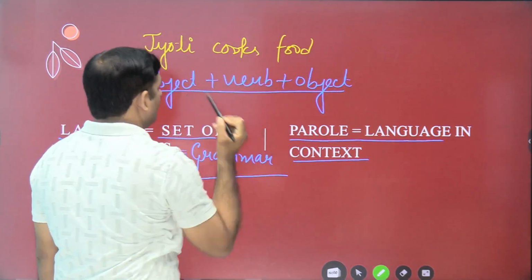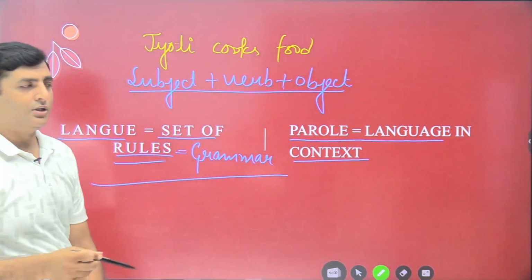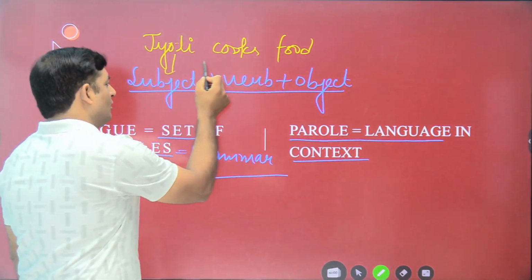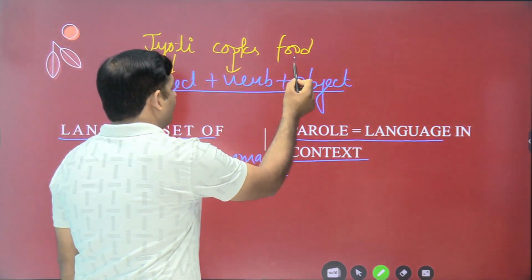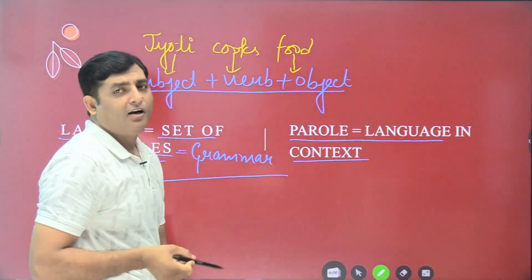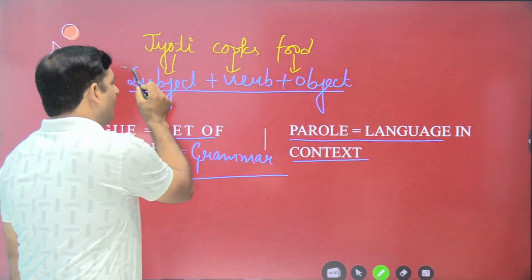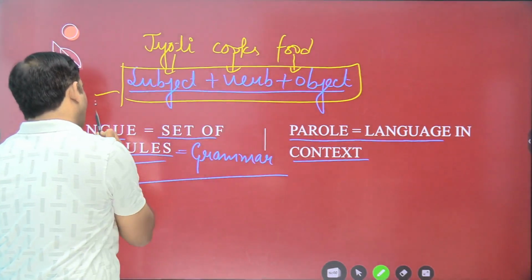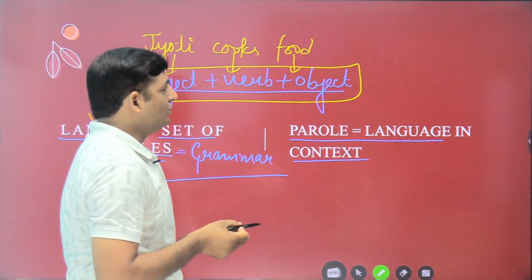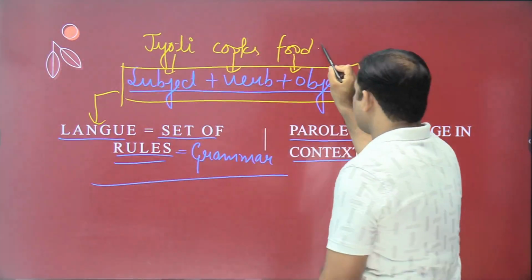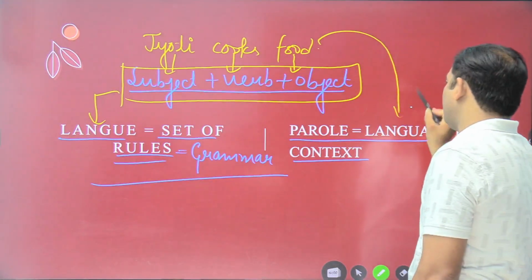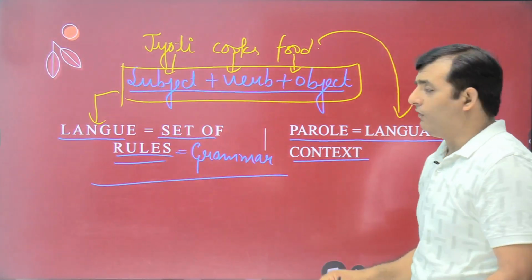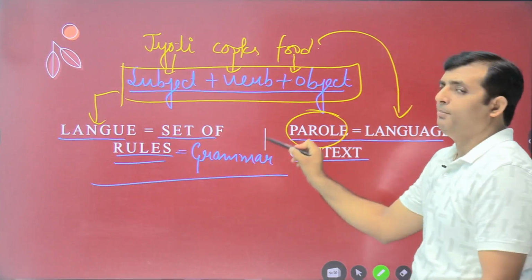Jyoti cooks food. Jyoti is the subject, cook is the verb, and food is the object. This set of rules, subject, verb, object, is called lang. And "Jyoti cooks the food" is the language in context. This is called parole.